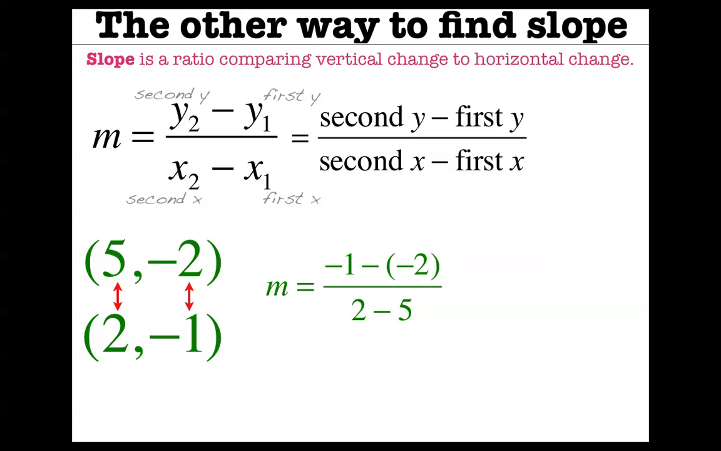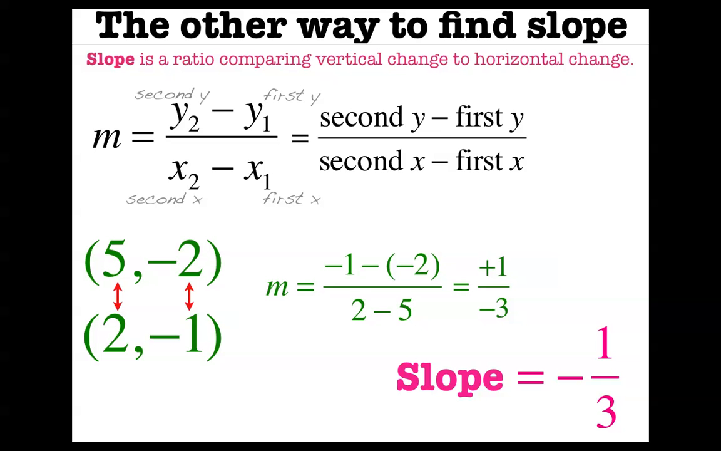Now I just have to finish the problem. Negative 1 minus negative 2 is positive 1, and 2 minus 5 is negative 3. So what's the slope between those 2 points? Negative 1/3, because a positive divided by negative is negative. And we're just going to leave it as negative 1/3 because slope is supposed to be a ratio.